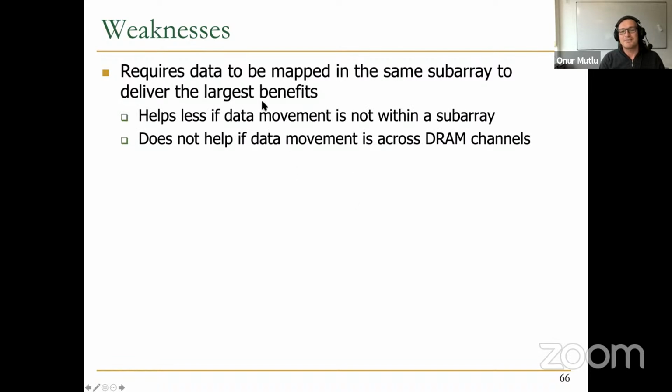Okay, so basically this weakness: RowClone helps less if data movement is not within a subarray, right? Clearly the results show that also. In a sense, the paper acknowledges it, but it's still a weakness. The mechanism requires some mapping, some more effort from the user, programmer, system designer. And certainly it does not help if data movement is across DRAM channels. This works only if the data movement is within a DRAM chip. If you have to move data from one memory controller to another controller, that's a separate problem.